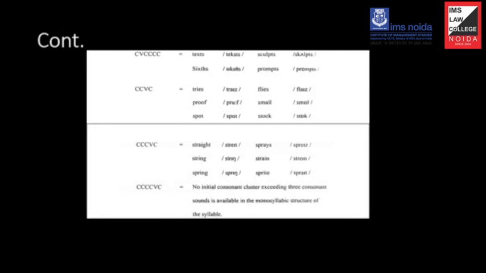And then CCCVC, like straight. Here there is a cluster of 3 consonants in the initial position, like STR, and then comes the nucleus, and lastly T. T is also a consonant. And then CCCC, as we have discussed earlier, there cannot be any cluster of 4 consonants in the initial position.